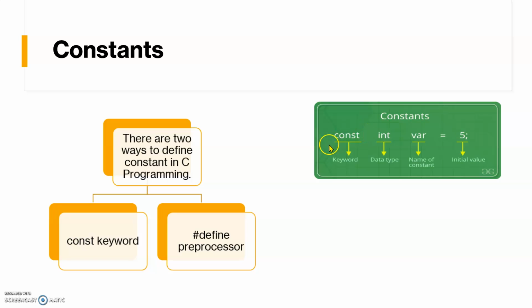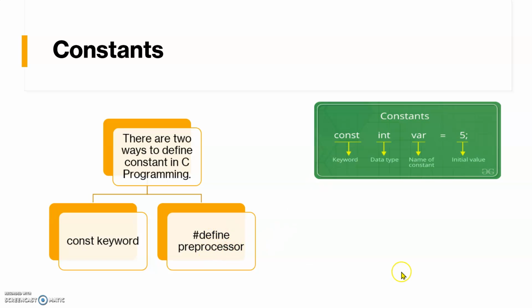And if you are not using const here, that means the var variable value can be changed anywhere in your program. But if you want to fix the value of 5 to this var, just put const in front of it, and then that value will be fixed throughout the program. You can't change that one. If you try to change it, you will get an error.